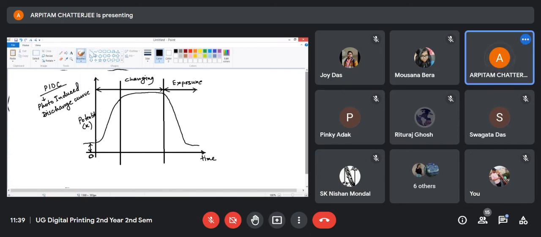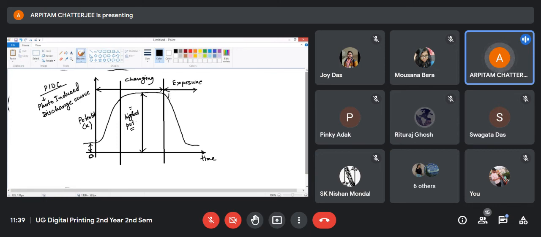So this is the highest potential, or in a very general way we can call it the charge saturation limit. After that, if you keep on charging, the potential of the plate is not going to change. And after that, when it comes to exposure, there is one simple thing you need to mention.